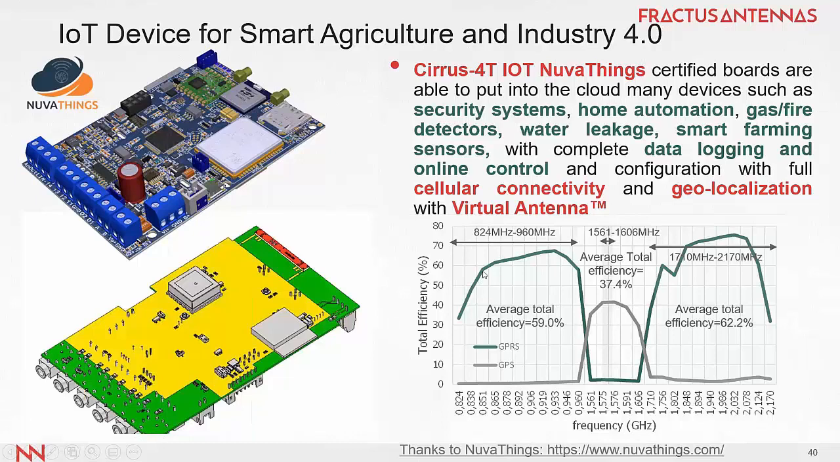And here are some results of efficiency at the GPRS bands, in the low bands and high bands. You can see that the average is pretty good, about 59 and 62. And here we see that we have 2 ports. One port is for GPRS and the other port is for the GNSS. We have a transceiver that has 2 input-output ports.